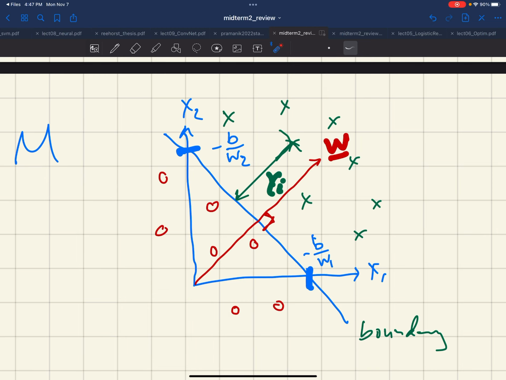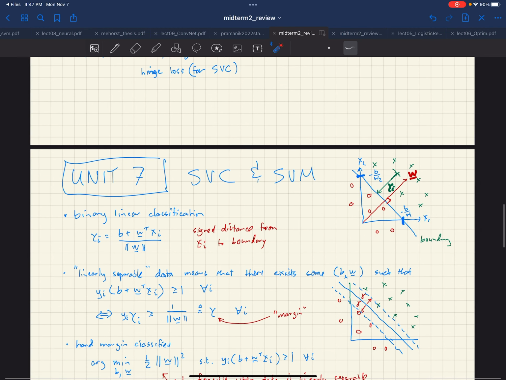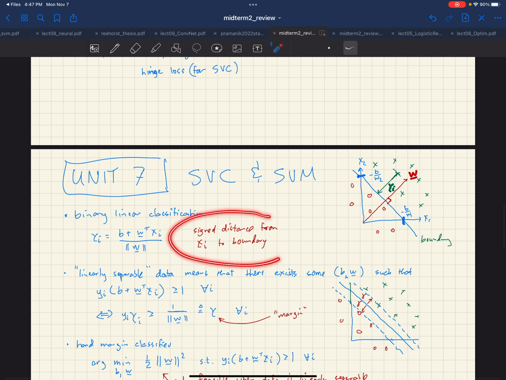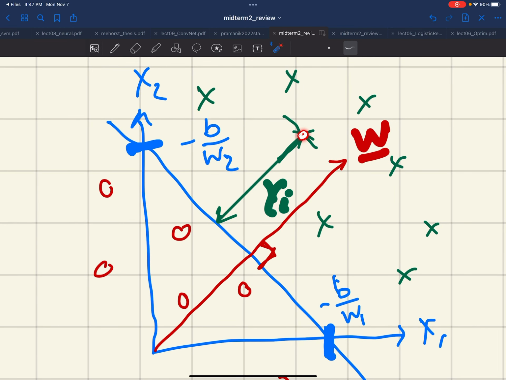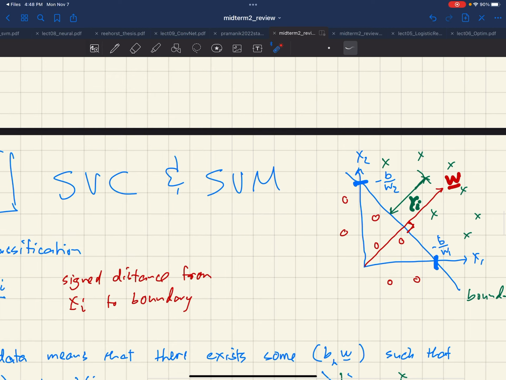Okay, the next thing we talked about was if we want to look at the distance from a point to the boundary. So let's say this is my point here, and I want to know how far this is from the boundary. What we said is you move in the direction that takes you quickest to the boundary. That's the same direction as the W vector. And you can just measure how far you have to move in that direction until you're on the boundary. And based on that idea, we derived an expression for gamma i.